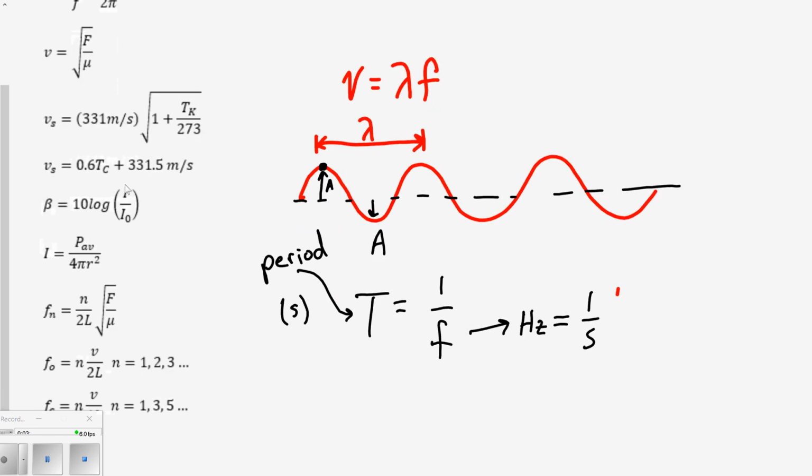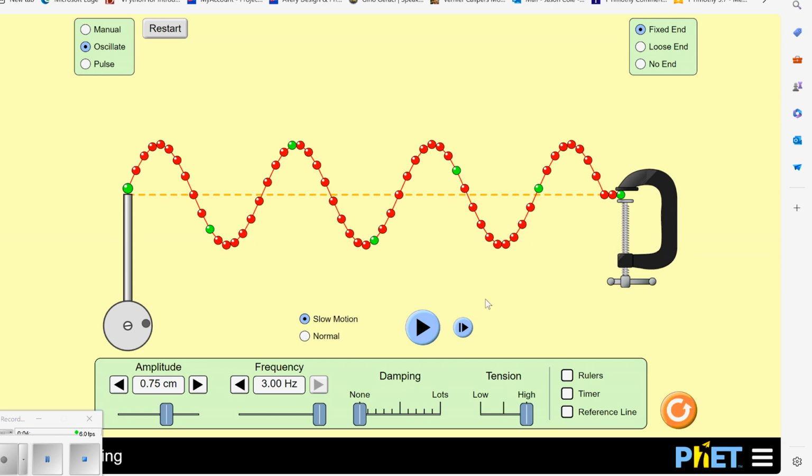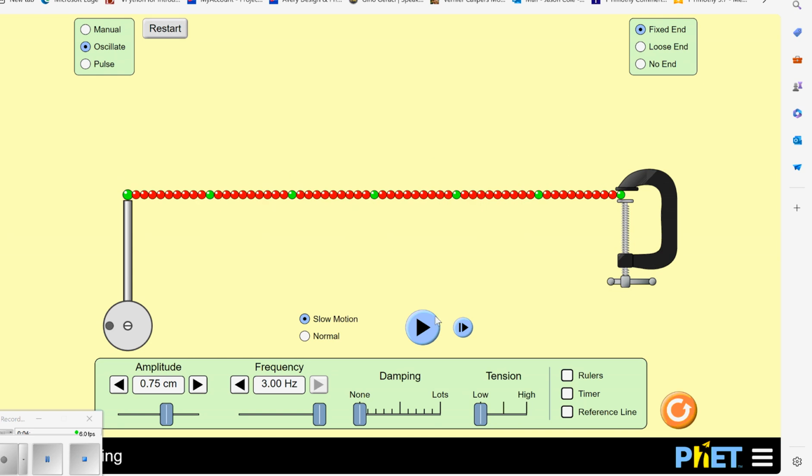If you're trying to look at a couple of these other formulas in here, let's take a look at this one. If you are given a problem where maybe you've got some kind of tension on there, I wonder if I can go back to my, oh yeah, I can change tension on this. So let's restart this one with no tension on here.